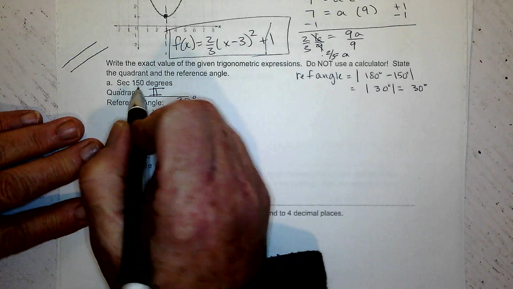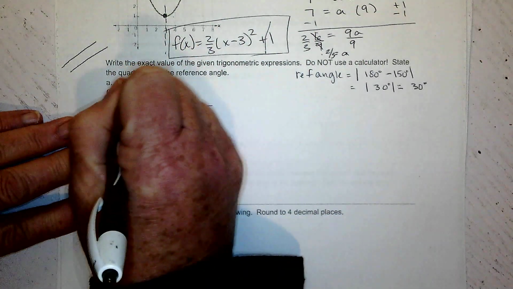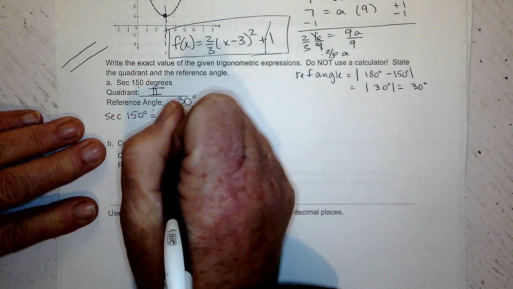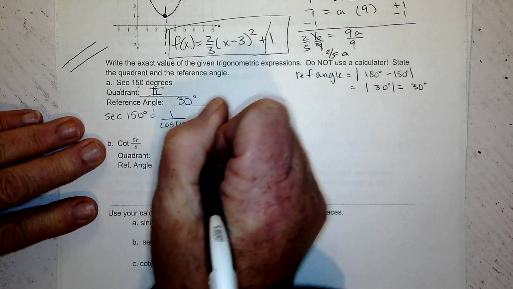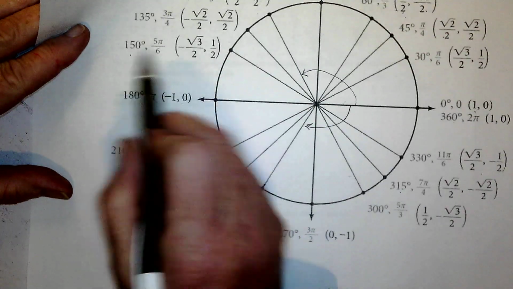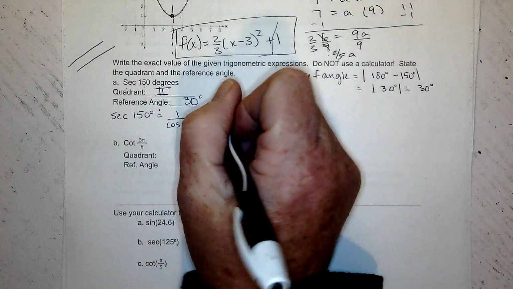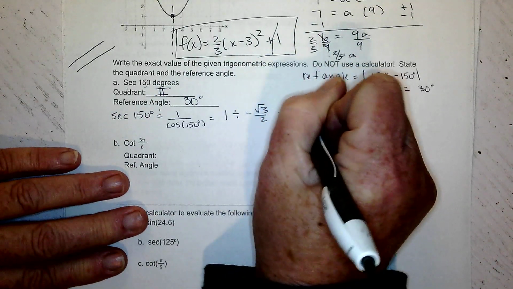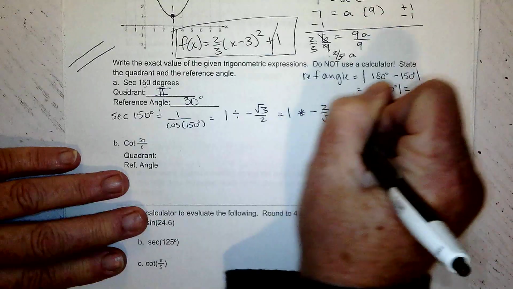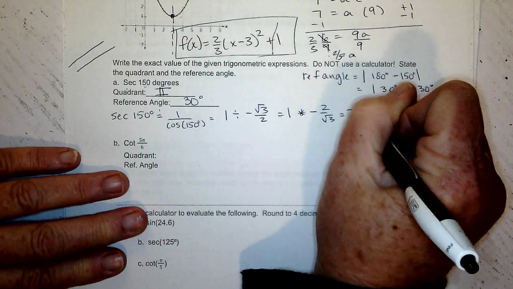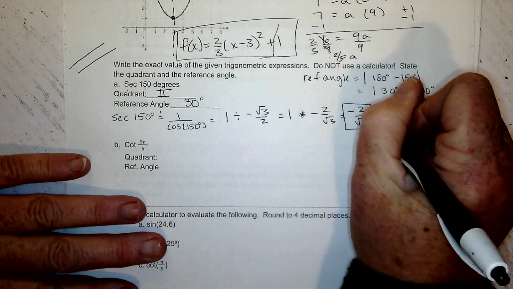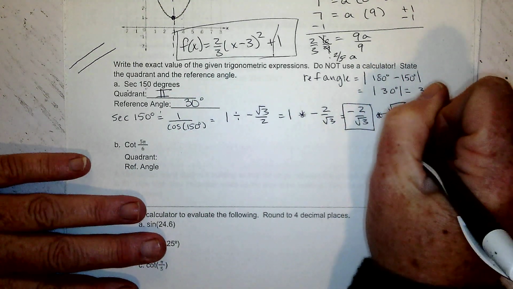Secant of 150 degrees. Well, secant is equal to 1 over the cosine, excuse me, and that cosine for 150 degrees is negative square root of 3 over 2. One times negative 2 over the square root of 3, which is negative 2 over the square root of 3. That is the answer. If you want a bonus, I'm still doing this. Multiply and get your, rationalize that denominator.